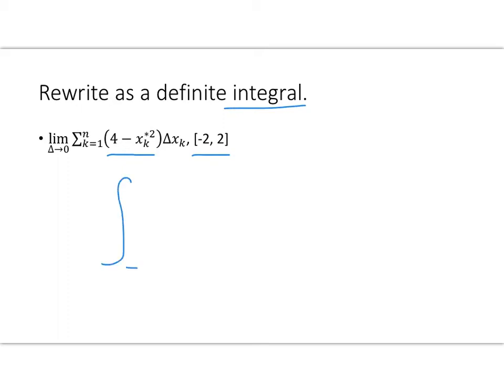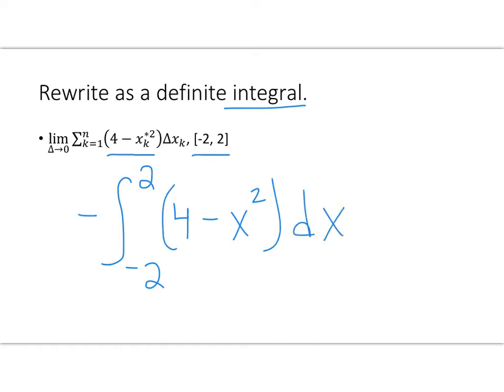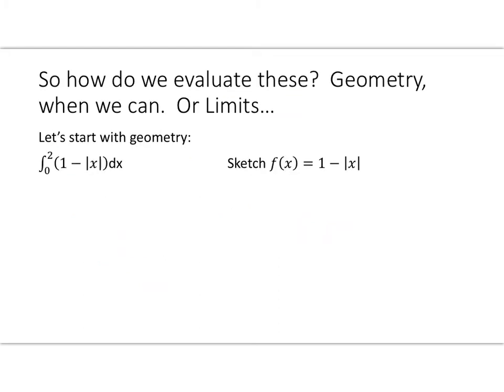My lower bound is -2, my upper bound is 2. The function is 4 minus x squared in parentheses, and we're doing it with respect to x. So this is now rewritten as my definite integral. Okay, so we need to evaluate these.